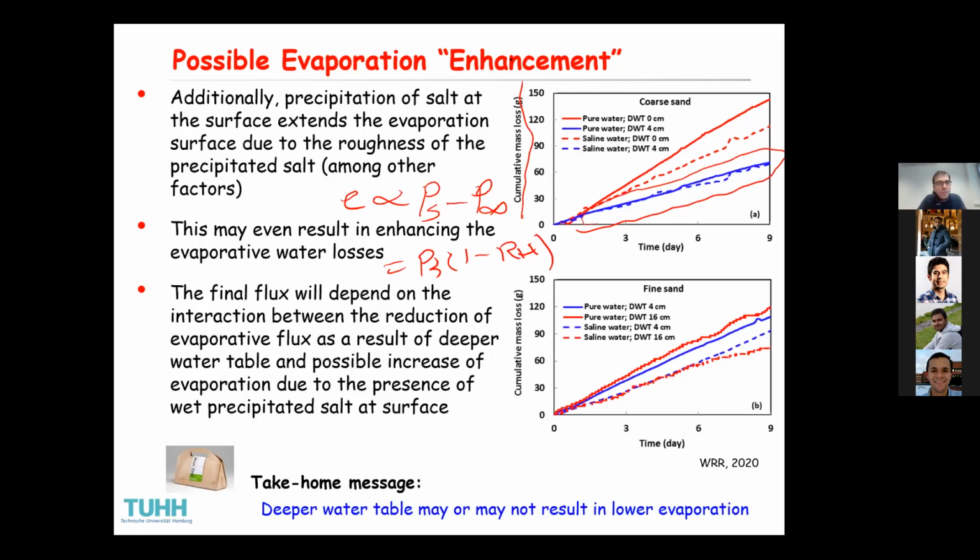I'd like to read it from here. The final flux will depend on the interaction between the reduction of evaporative flux as a result of deeper water table and possible increase of evaporation due to the presence of the wet precipitated salt at the surface. Maybe I should also add that when you add salt, the vapor pressure decreases. So these are the decreasing factors, but at the same time, formation of this crystal may enhance the vaporization plane and thus compensate that reduction.